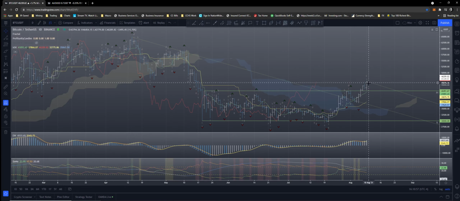So do I expect this to hold? No. Maybe grind along it. Fill this block in. When you see a breakout above this, we're probably seeing the next run up.